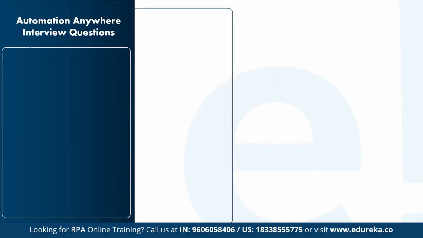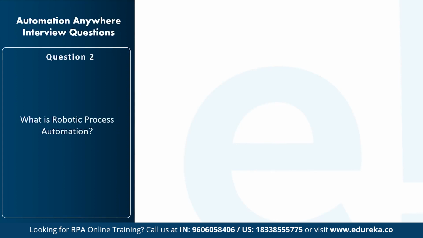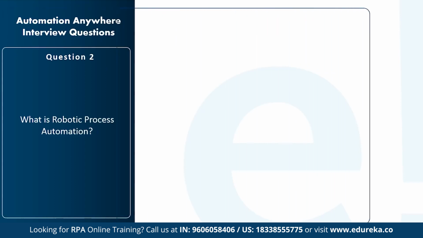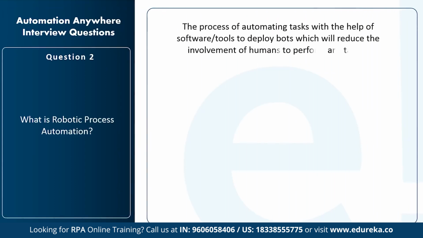Now moving on to the next question: what is robotic process automation? It's really simple. Robotic process automation is basically the process of automating tasks with the help of software or tools to deploy bots, which reduce the involvement of humans to perform any task.